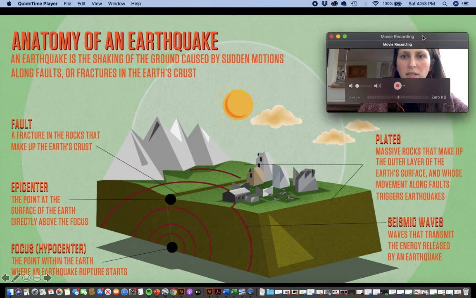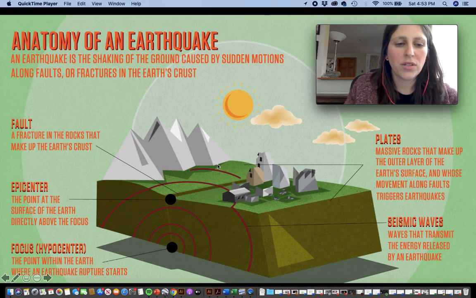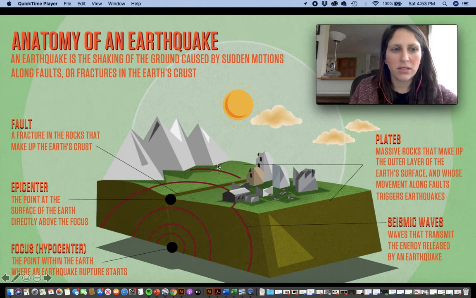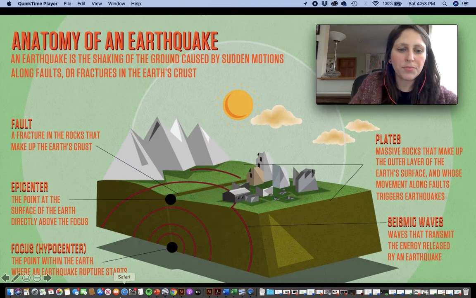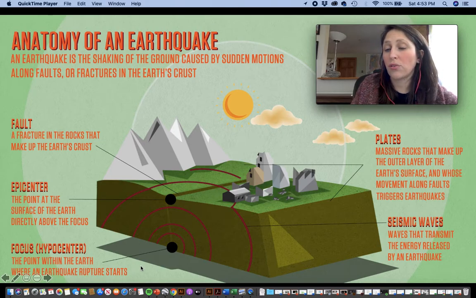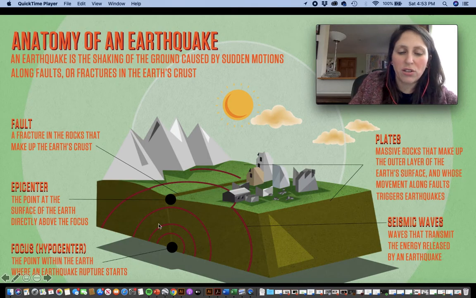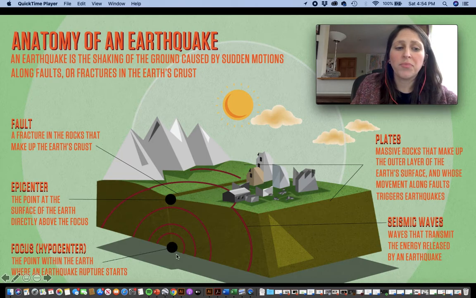What does an earthquake look like? This is the anatomy of an earthquake, a nice diagram showing you all of the components. If you look at this diagram, we have a focus, or hypocenter. This is the point within the Earth where an earthquake rupture starts. You have this fault going through the crust right here, and this point, the focus, is where the earthquake rupture begins.